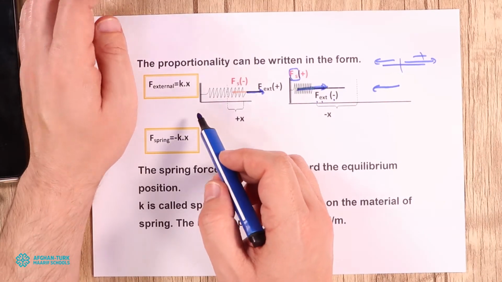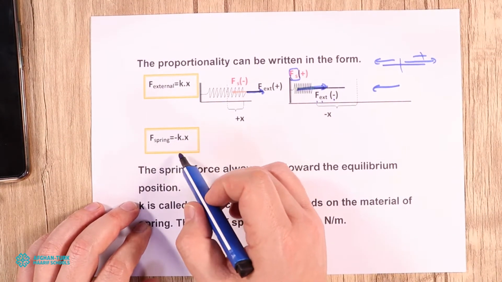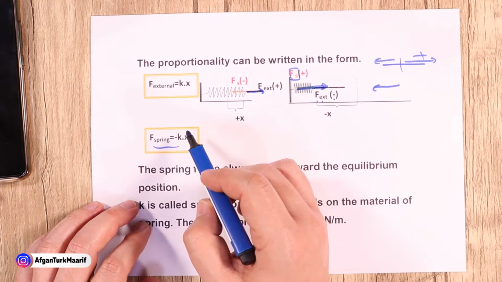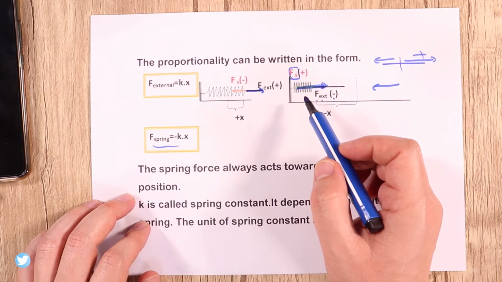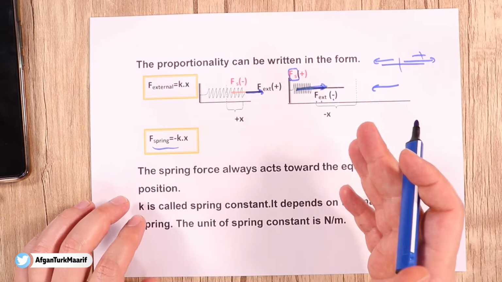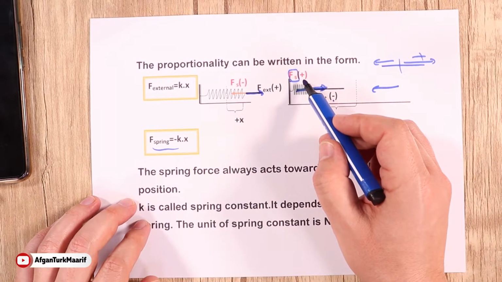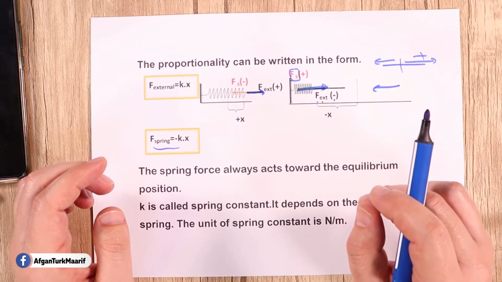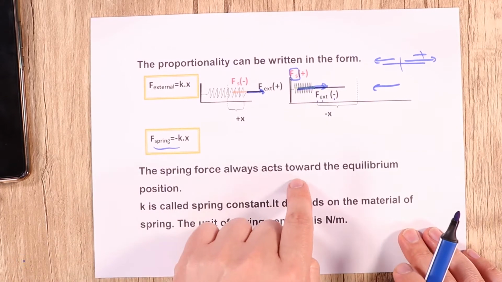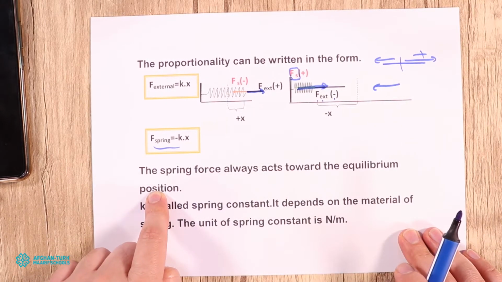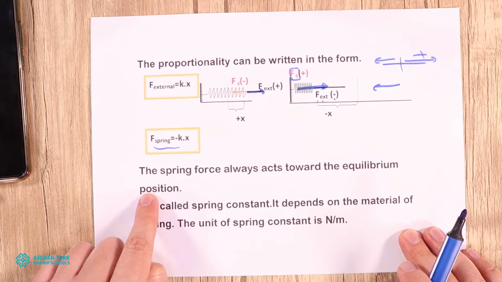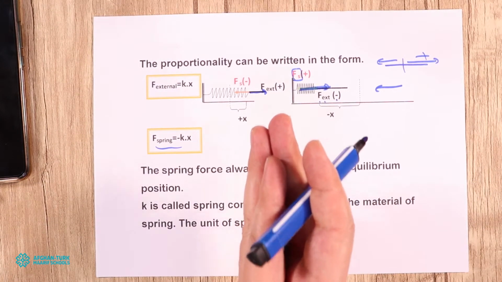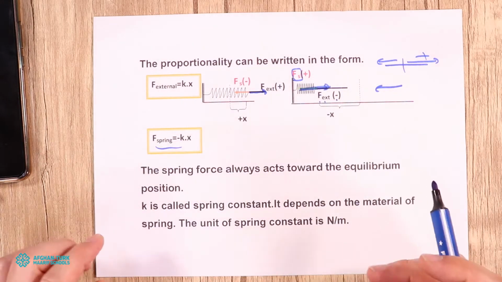Okay, one thing to remember: sometimes the spring force is negative and sometimes it is positive. When the spring is compressed, the spring force is positive, and in expansion the spring force is negative. The spring force always acts toward the equilibrium position. It always tries to move the spring back to the equilibrium or balance position.